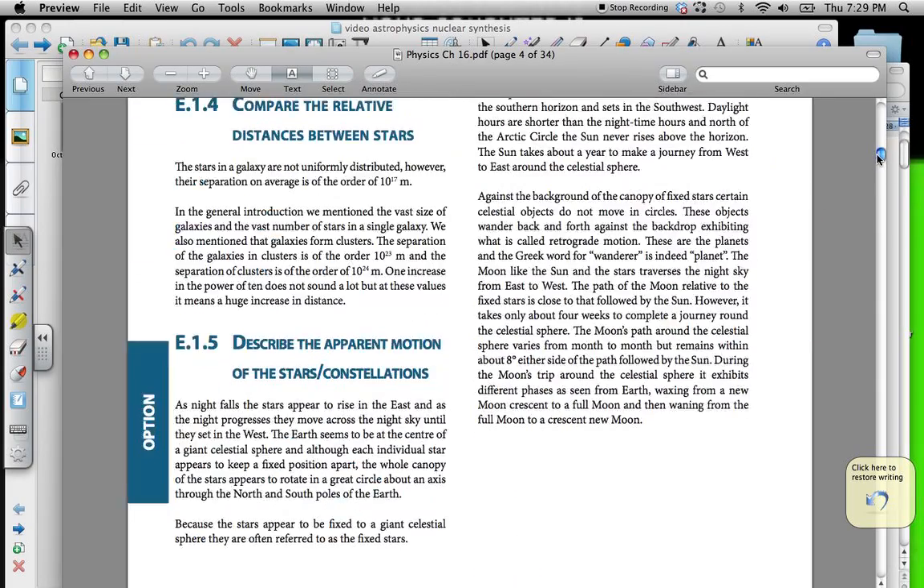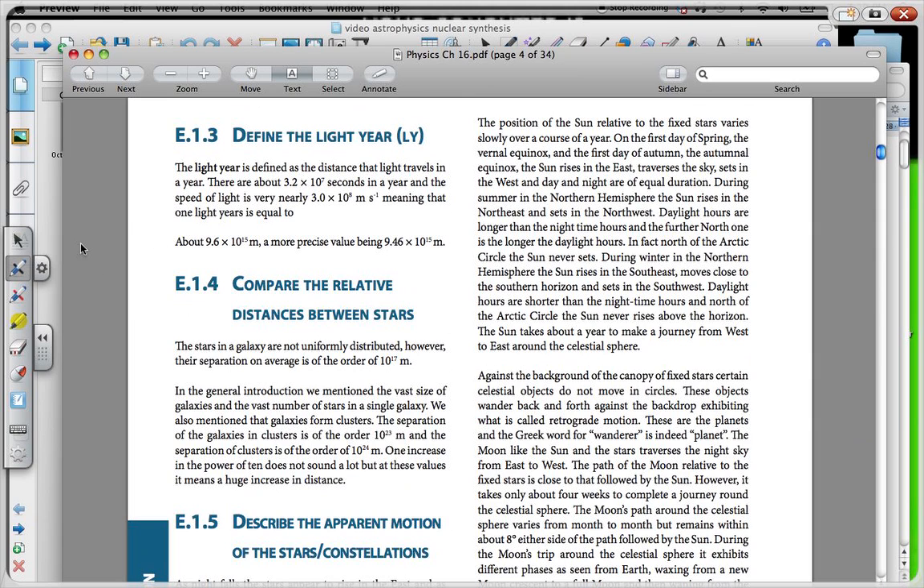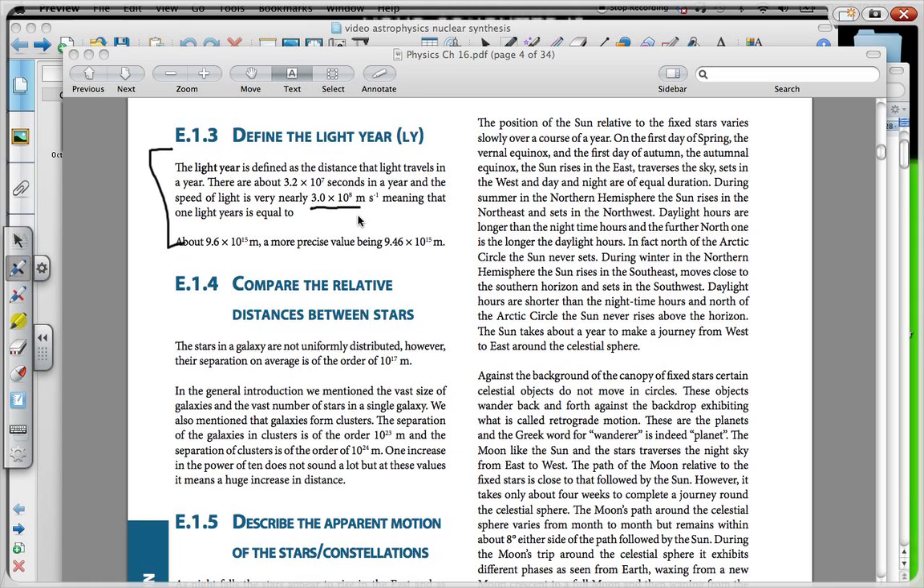So for the first section here, we have defining the light year, for instance. This is over here. I'll talk about this now. Light travels at 3 times 10 to the 8 meters per second, and it's the distance that this light will travel in 1 year. You need to be able to calculate the number of seconds in a year, roughly something like that. This value, the distance in meters, is actually given in your data booklet.